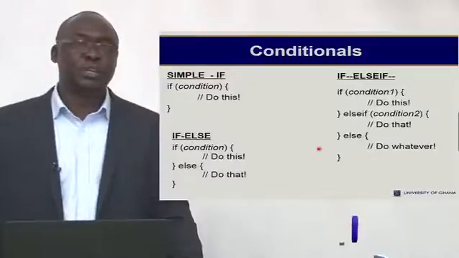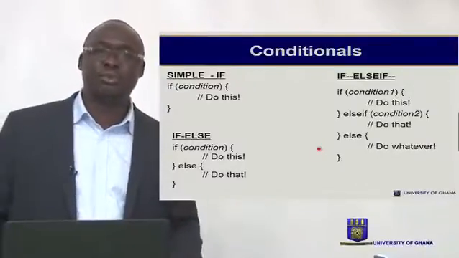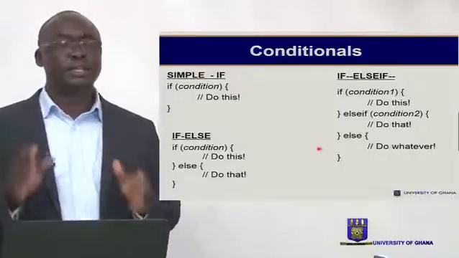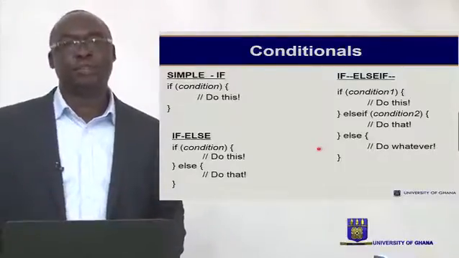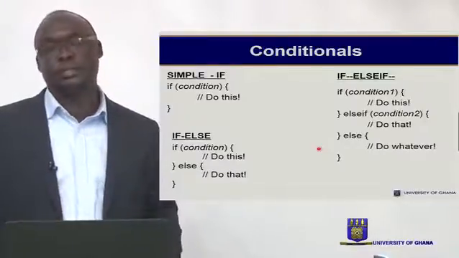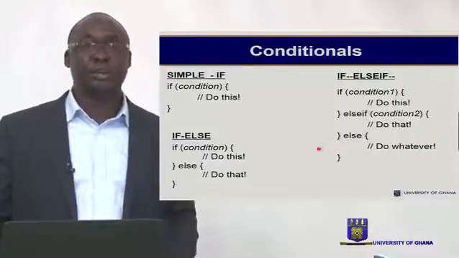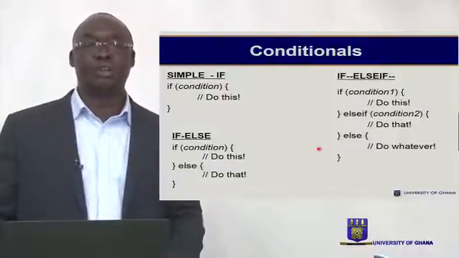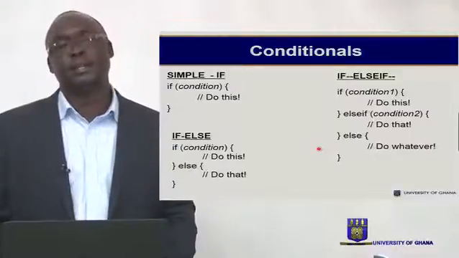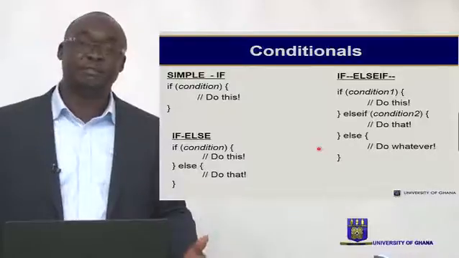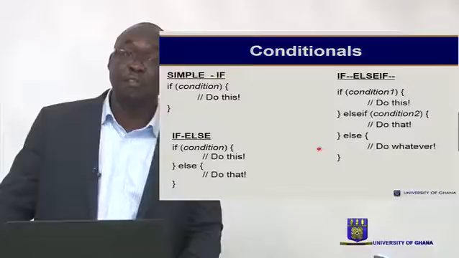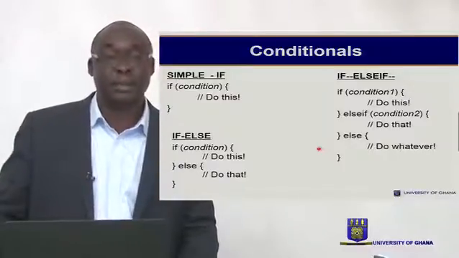So the simple if statement just tests a condition to find out whether it's true or false. If the condition is true, then the statements within the block are executed. If the condition is false, the statements within the block are not executed. Just like I want to find out whether the student is a first class or not, all that I will have to say is that if GPA is greater than or equal to 3.5, print out that he's a first class student. I don't have to do anything else. So the simple if would have solved that problem for me.